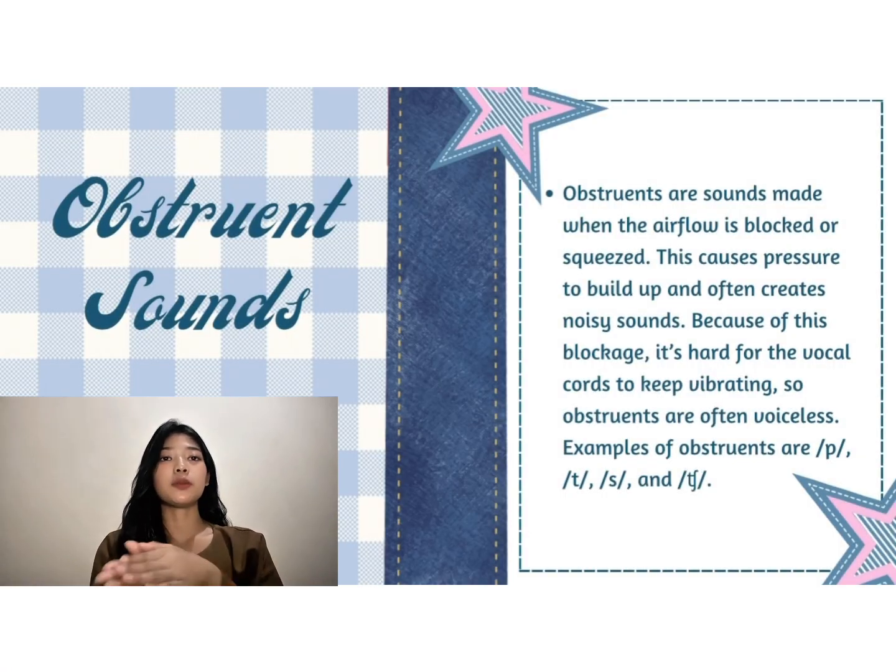Obstruents are sounds made when the airflow is blocked or squeezed. This blockage causes pressure to build up and often creates noisy sounds. Because of this, it's hard for the vocal cords to keep vibrating, so obstruents are often voiceless. Examples of obstruents are p, t, s, and so on.